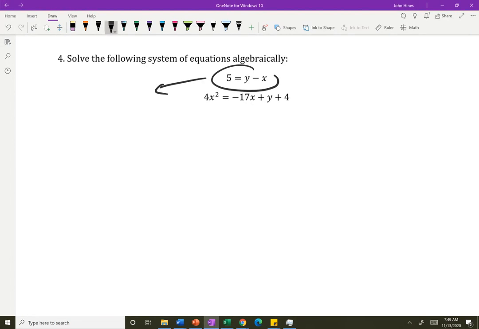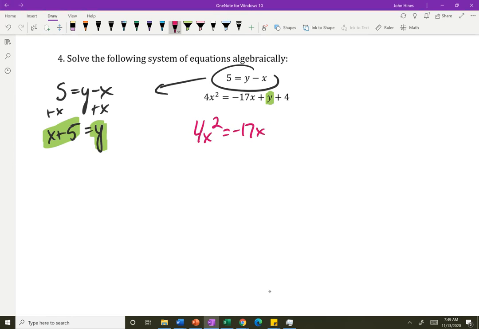Well, let's start with this. 5 equals y minus x. Well, if I add x to both sides, that gives me x plus 5 equals y. So wherever I see a y, I can replace it with x plus 5. So wherever I see a y, I'm going to replace that y with x plus 5.